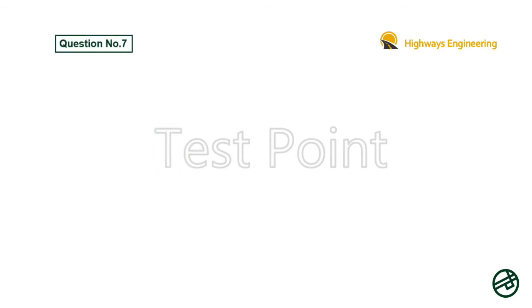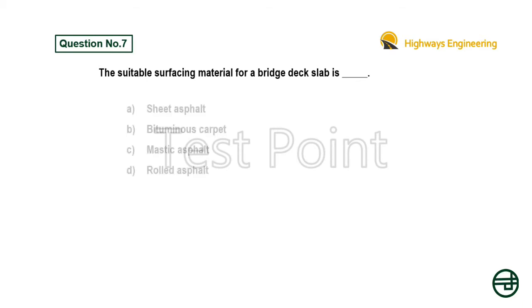Question number 7. The suitable surfacing material for a bridge deck slab is. Option A, sheet asphalt. Option B, bituminous carpet. Option C, mastic asphalt. Option D, rolled asphalt. Answer is option C, mastic asphalt.